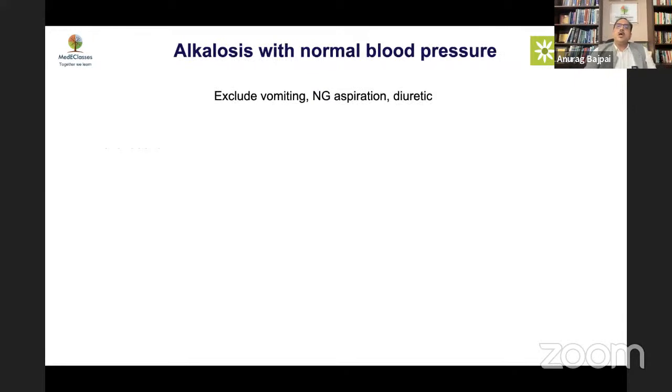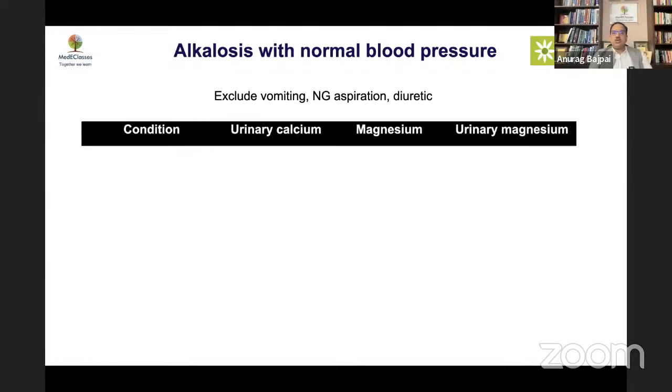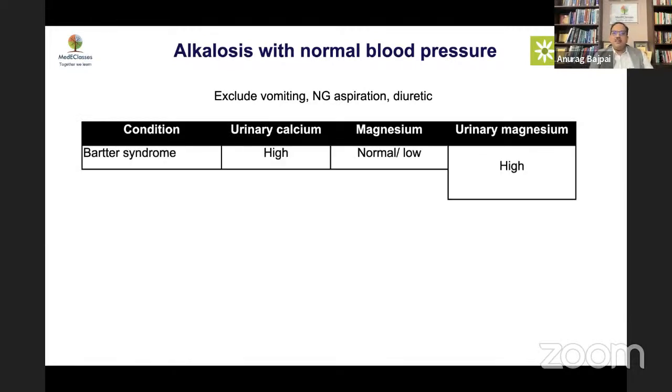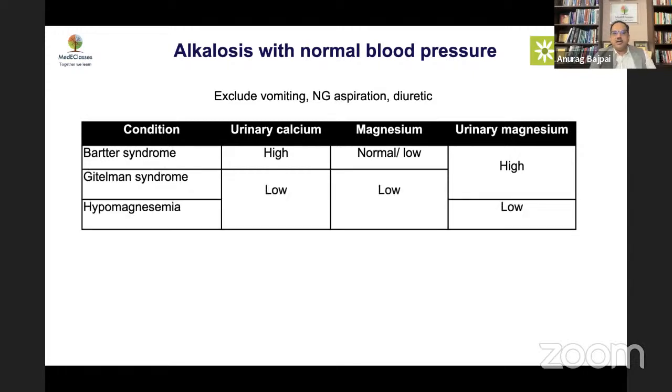What about those individuals who have alkalosis with a normal blood pressure? In that scenario, of course, you have to rule out the possibility of loss in the form of vomiting, NG aspiration, and diuretics. Once you do that, your major differentials are Bartter and Gitelman syndrome. So here, if you have hypercalciuria and hypermagnesiuria, you're usually dealing with Bartter syndrome. If you have Gitelman syndrome, you will have hypocalciuria, but your urinary magnesium will be high. If everything is low, your magnesium is low, urinary magnesium is low, urinary calcium is low, you are dealing with a primary hypomagnesemia, usually because of malnutrition.